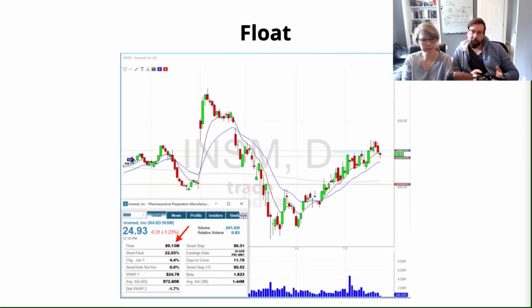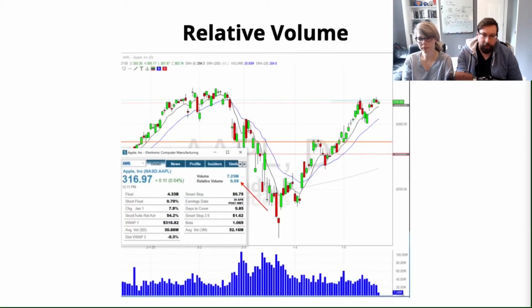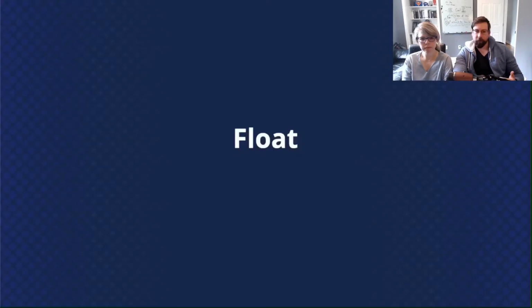So that's why people will really look at float when they'll say something like, if we go back to Apple, Apple has 4.3 billion shares in its float. So there's a lot of shares of Apple that have to change hands in order to cause a really big move on Apple. And each of those shares is worth $300. So the amount of money it takes, the amount of actual dollars it would take to move Apple is insane. You would need billions. This tells us 2 things.